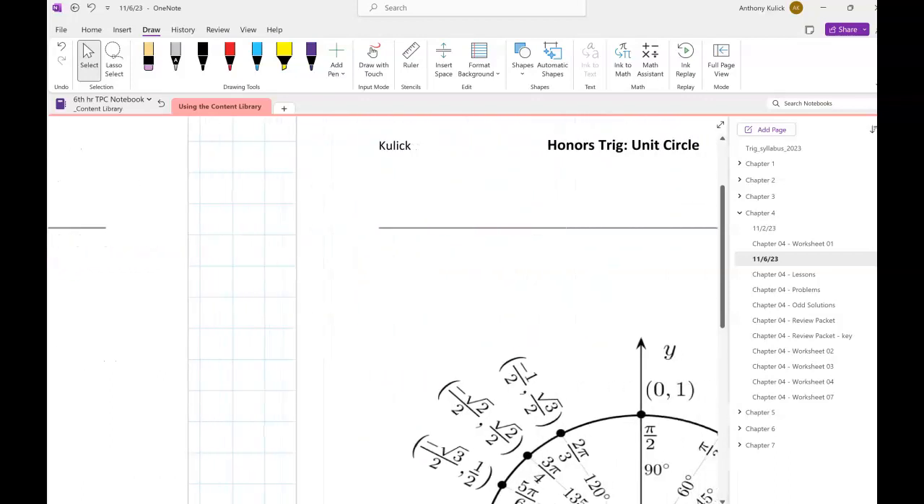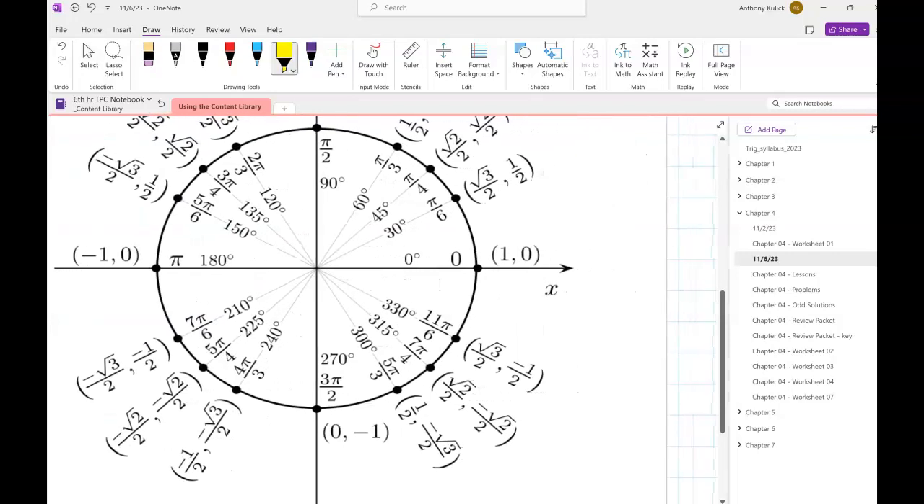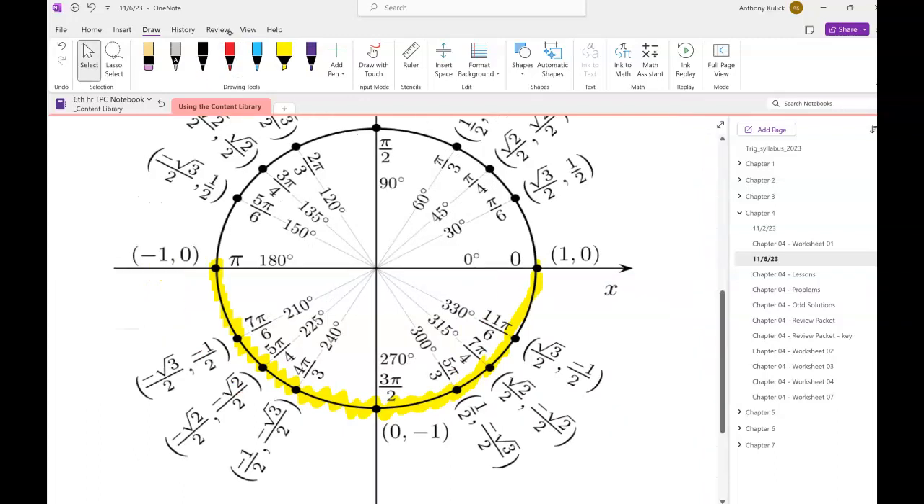So if I go to my unit circle, I find pi, which is right here. And because these are positive angles, pi to 2 pi, we're going to be rotating counterclockwise. So I'm going to keep rotating until I get to 2 pi, which would be right there. So we're covering quadrants 3 and 4.